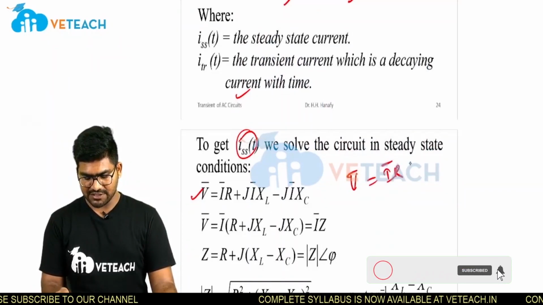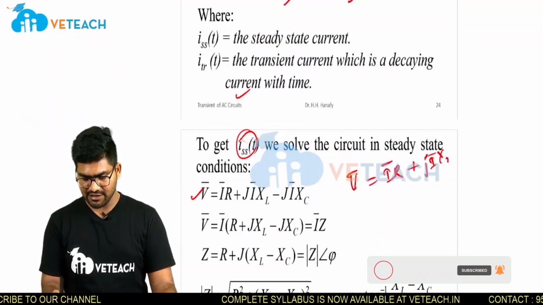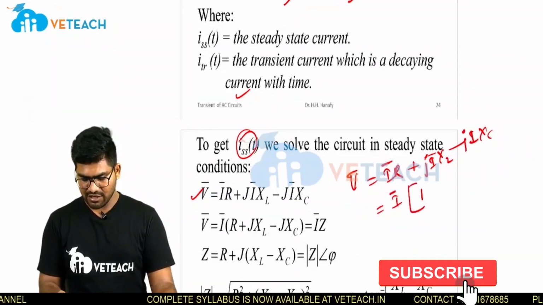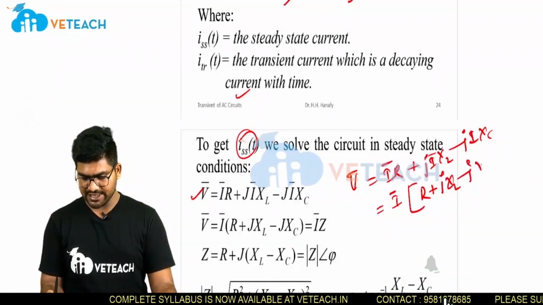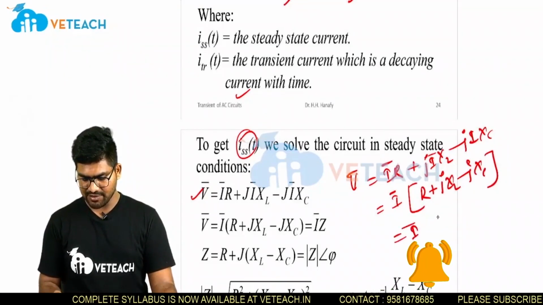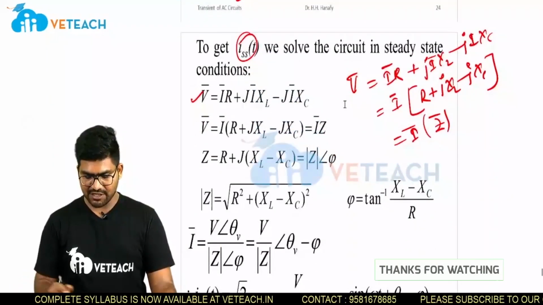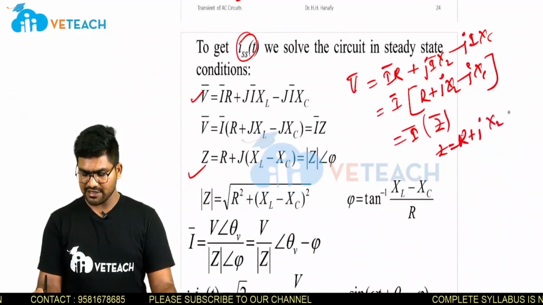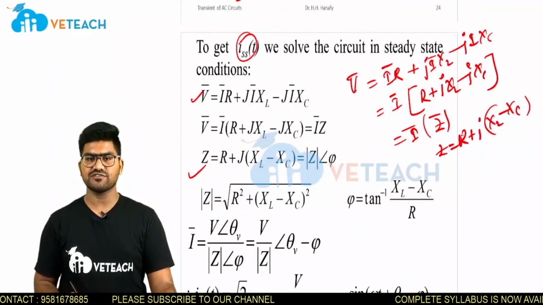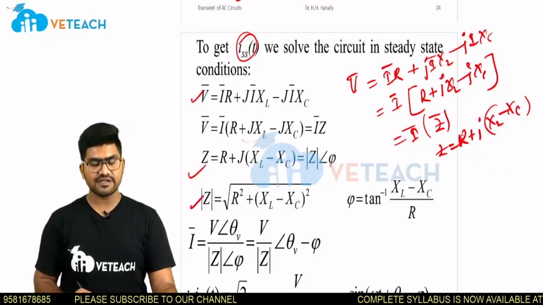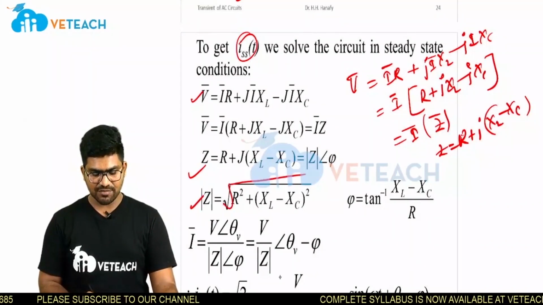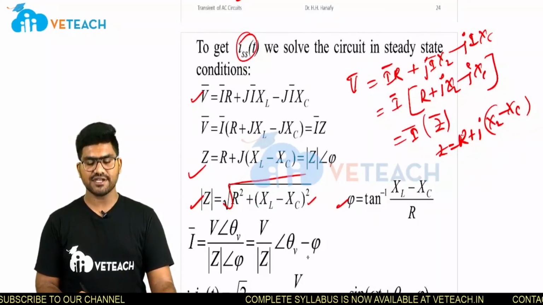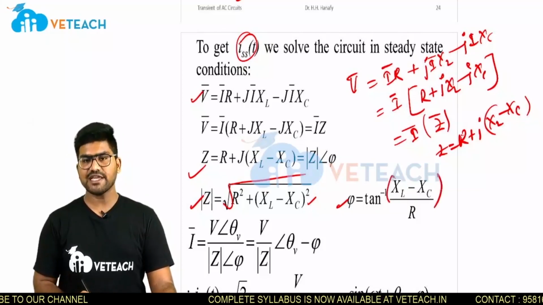V bar equals I bar times R plus jXL minus jXC. So I can write it as I bar into Z bar, where Z is nothing but R plus j into XL minus XC, right? This is the total impedance of the circuit. If I take the magnitude, it is the square root of R square plus XL minus XC whole square, and the angle is phi equal to tan inverse of XL minus XC by R.